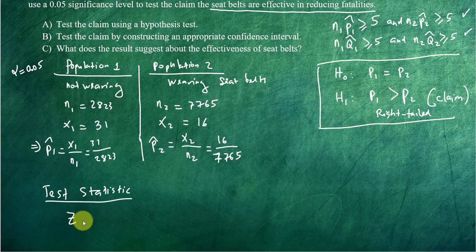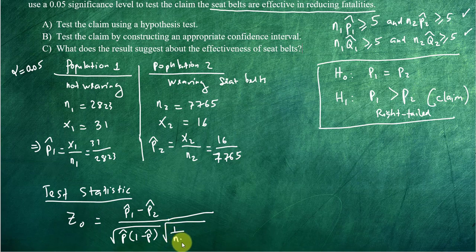The test statistic is defined as Z0 equals (P hat 1 minus P hat 2) divided by the square root of P hat times (1 minus P hat) times (1 over N1 plus 1 over N2). So we need to find what the P hat value is. This is the pooled estimate, the pooled estimate of the proportion P, the best estimate of the common proportion.